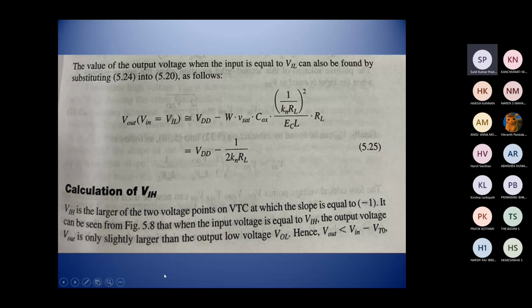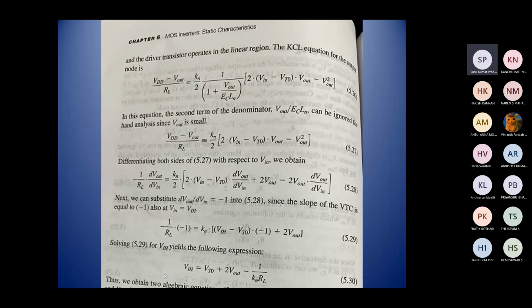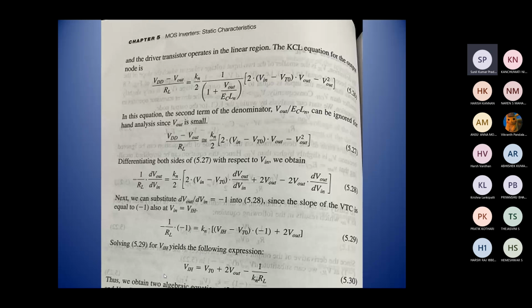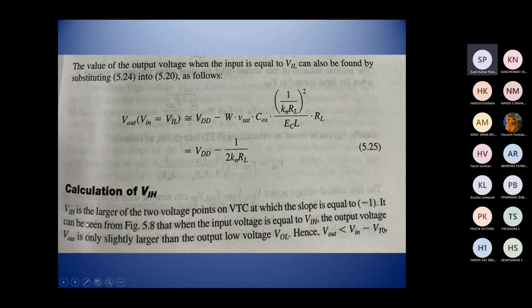The calculation of input high voltage will be the same thing. If you can see the equation, this input high voltage is the larger of the two voltage points where the slope is equal to minus 1. So when the input voltage is equal to input high voltage, the output voltage is only slightly larger than the output low voltage VOL. So the inequality is satisfied here.